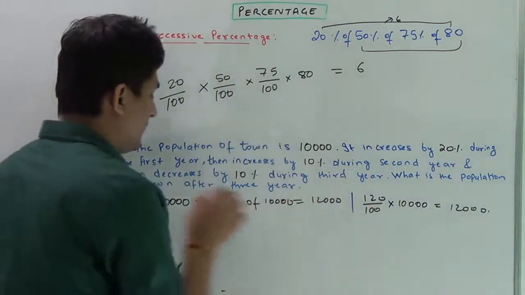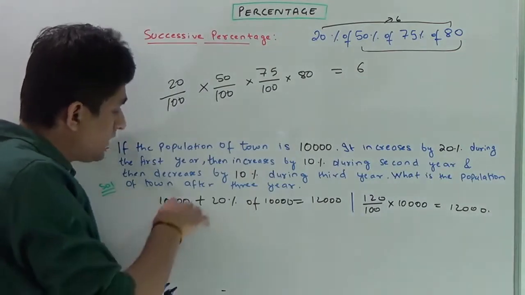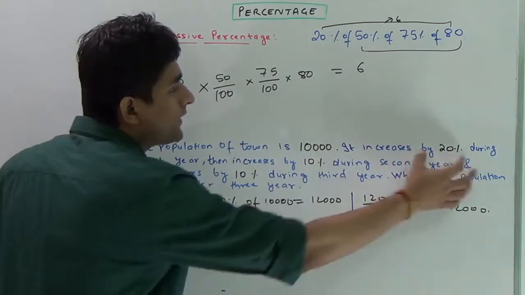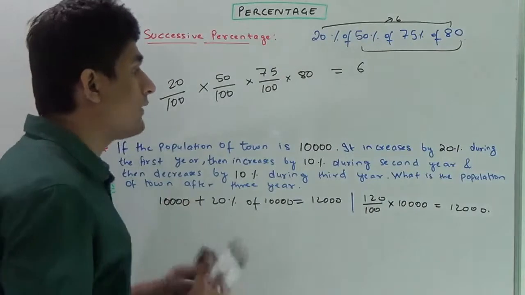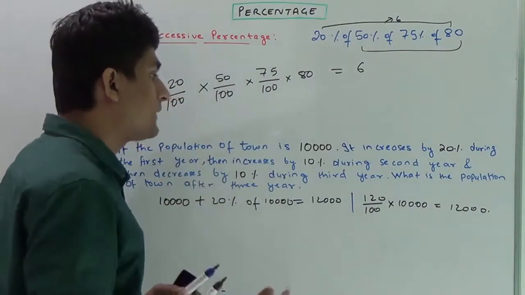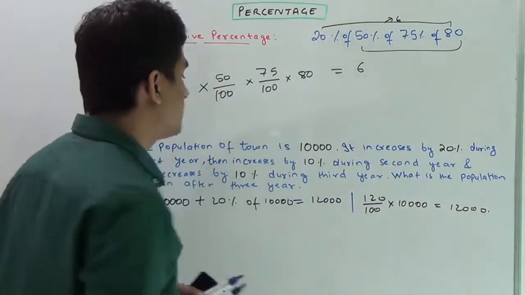Why have I done this? Earlier the population was 100%. Now it has increased by 20%. That means the present population is 120%. Therefore, the population is 12,000.